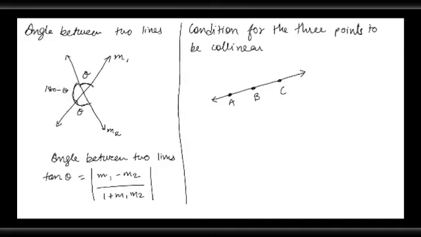So how to check whether the three given points are collinear or not? Then you simply apply this concept: you find the slope of AB and you find the slope of BC, and if you get the value of slope of AB and BC as the same, then this is proved that these 3 points are collinear.